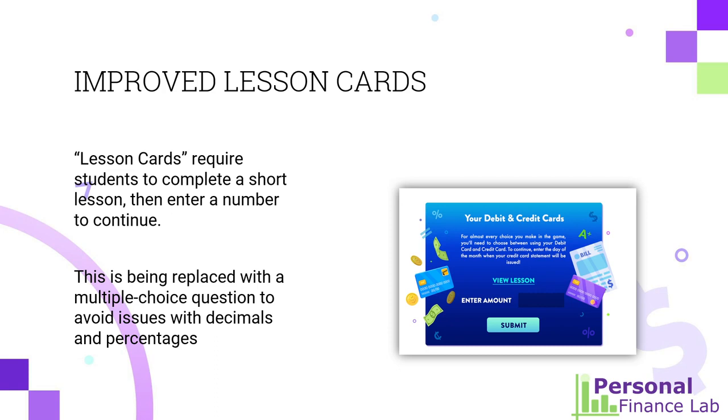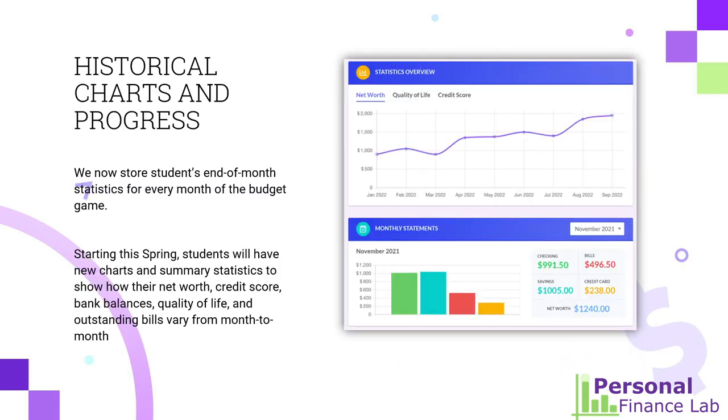The second part is that starting now, we're actually taking a snapshot at the end of each month of students' progress in the game, of what all of their stats are. And we're going to be using this to improve all of the students' summary reports so they can see how all of the statistics they've had in the game have been moving over time.